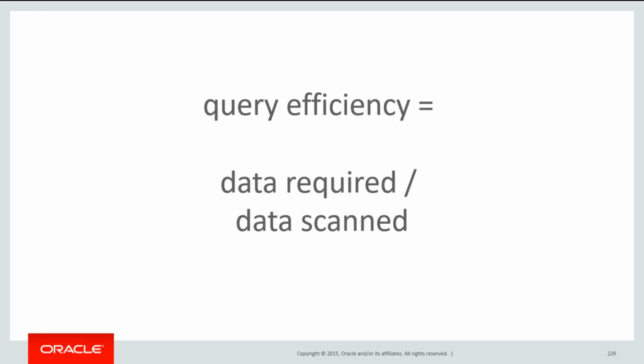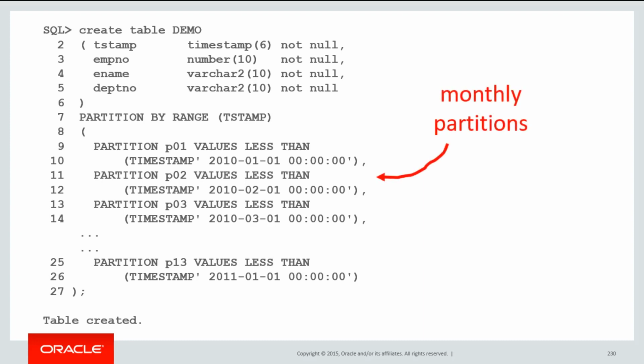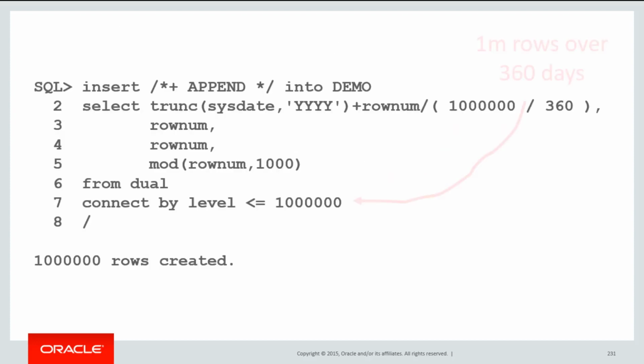To demonstrate partition pruning, we're going to use this table called Demo, and we'll assume that it's got monthly partitions, one for each month of the year 2010, and we're going to populate that table with 1 million rows using that simple insert statement. Thus, we have 1 million rows spread out all over 360 days in the year 2010.